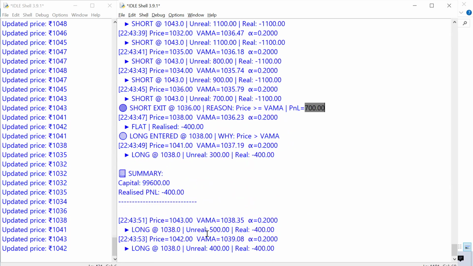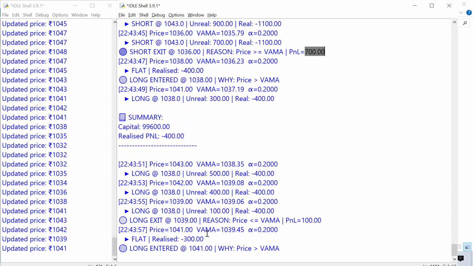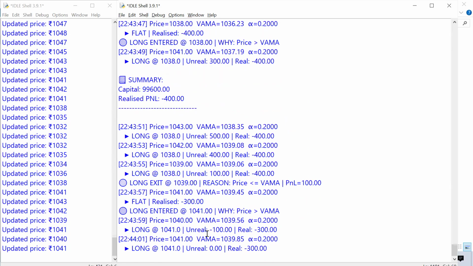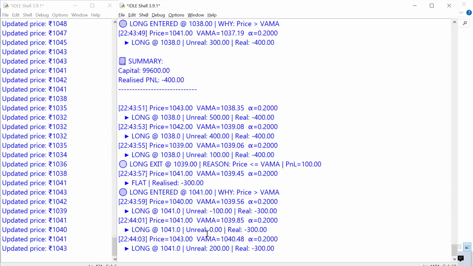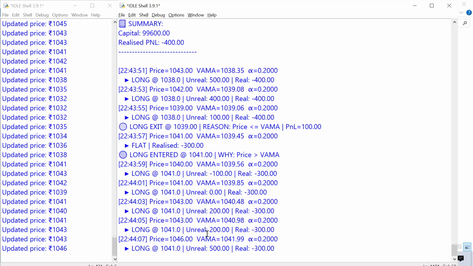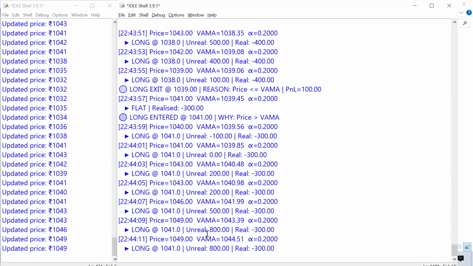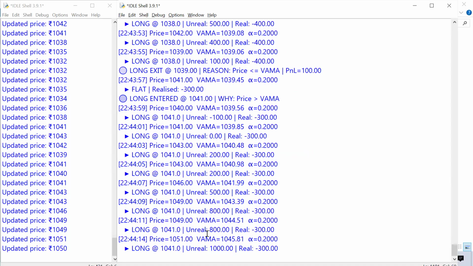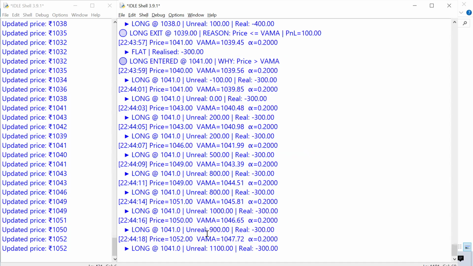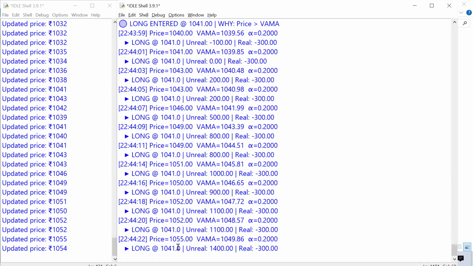And you can keep running this. Small changes in the logic can help you more in this. You can combine the VAMA with other trading techniques also, but it works beautifully alone also. We got one more long entry. I'm just waiting. At least I should close this in a profit. So that's why I'm waiting. So we got the long entry at 1041.